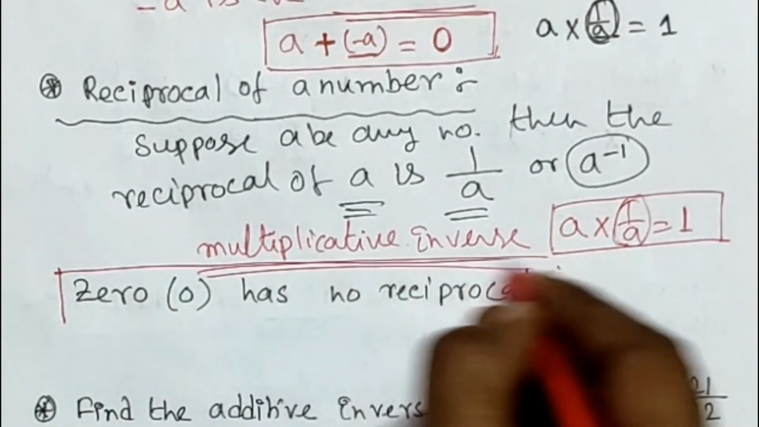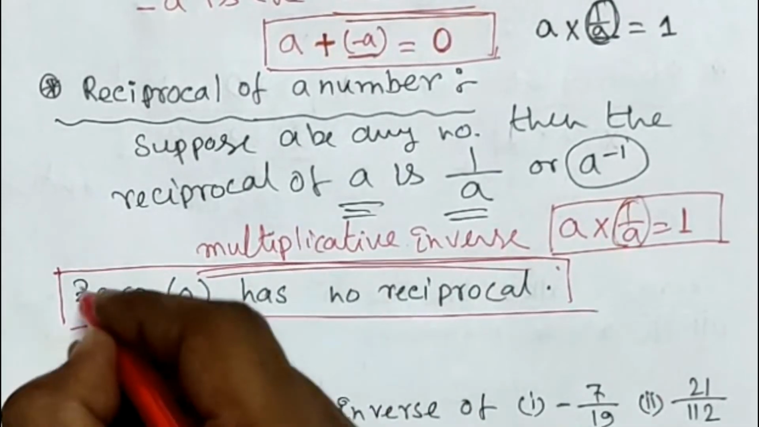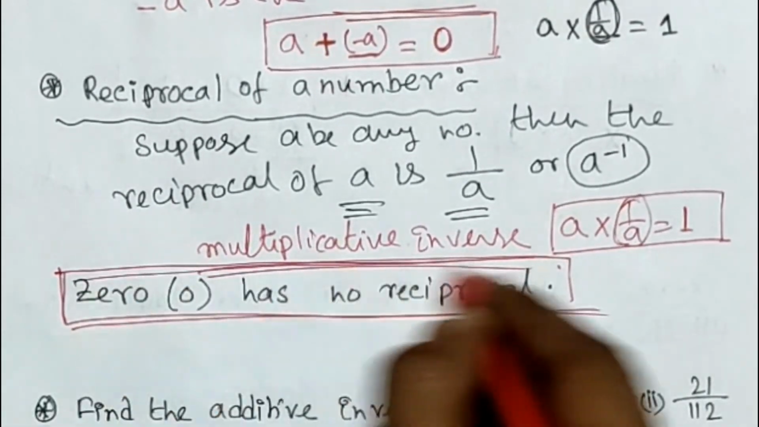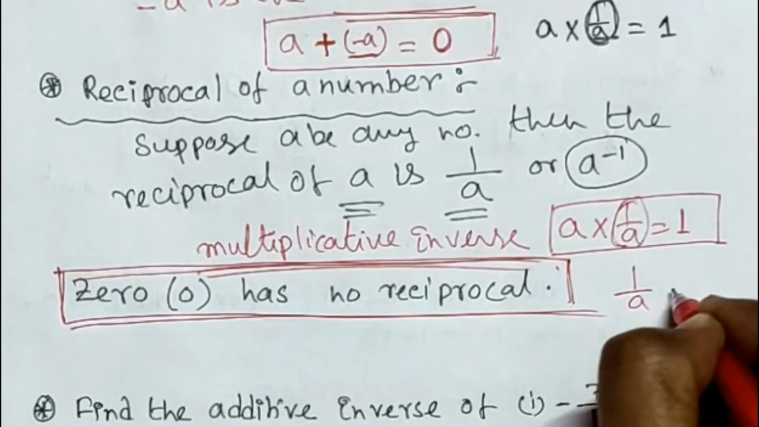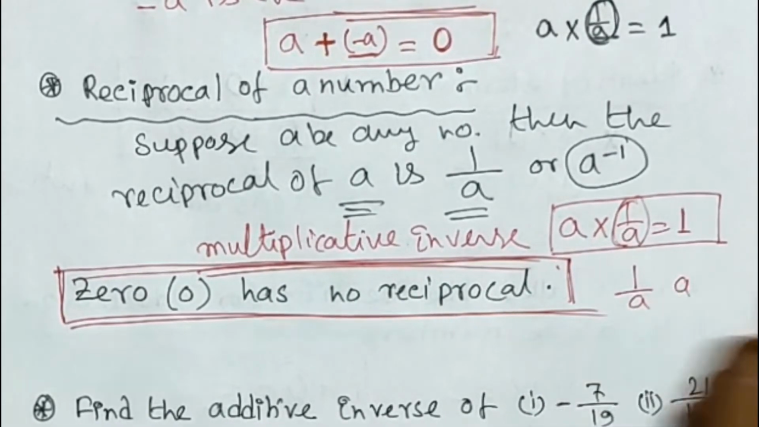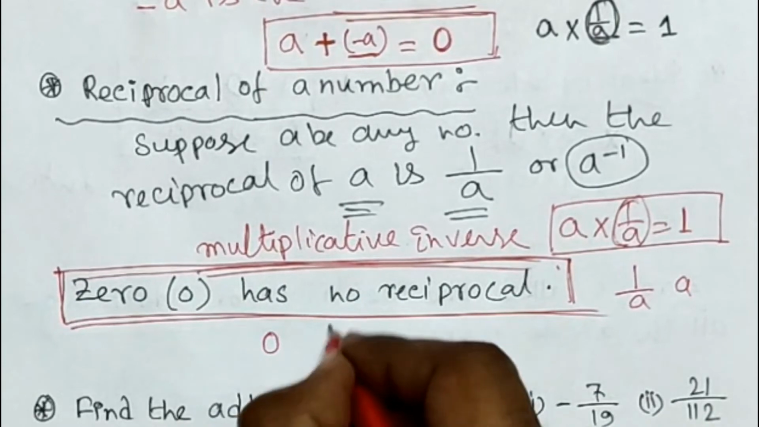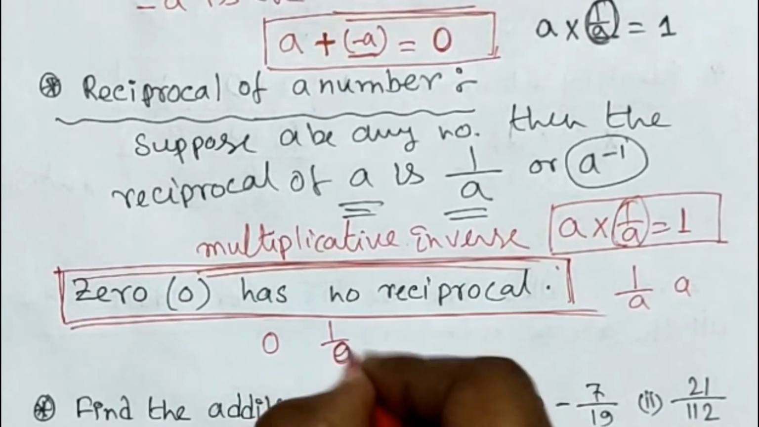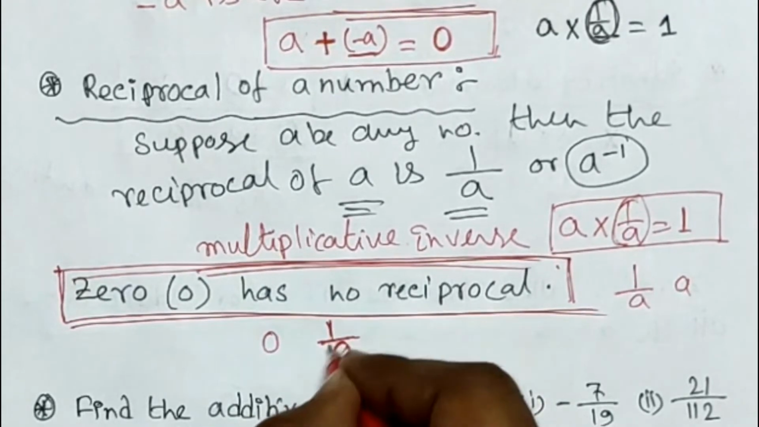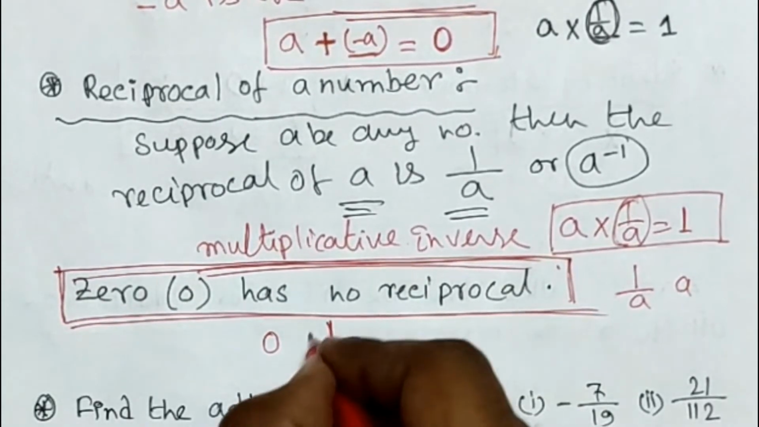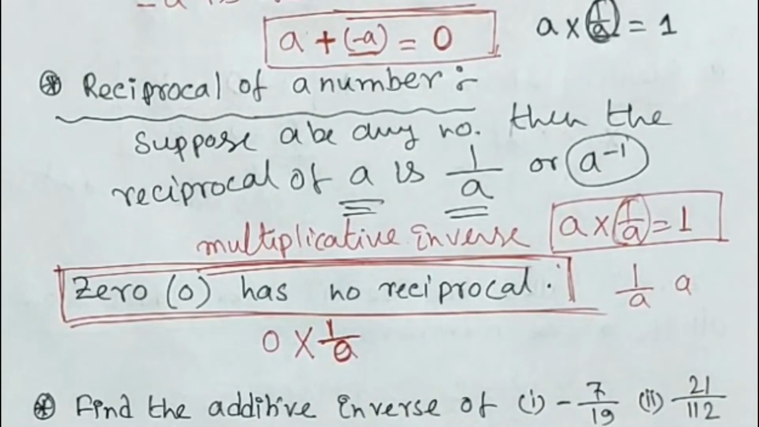Now remember this one, 0 has no reciprocal. We know that 1 by a is the reciprocal of a, right? For 0, 1 by 0 would be the reciprocal, but we know that we can't divide any number by 0. So 0 has no reciprocal.